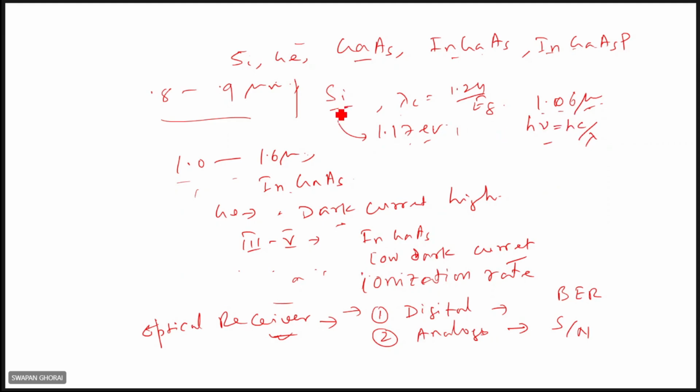Other than silicon, materials used include gallium arsenide, and most probably gallium antimonide, those are also there, right?